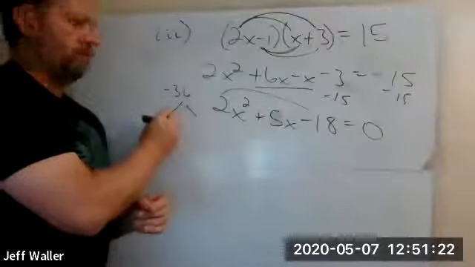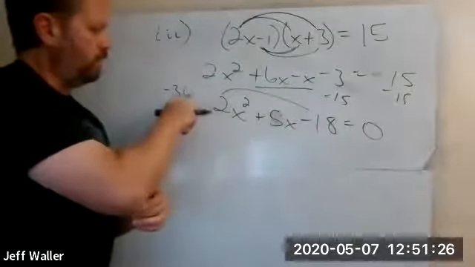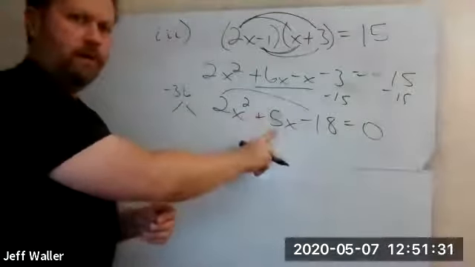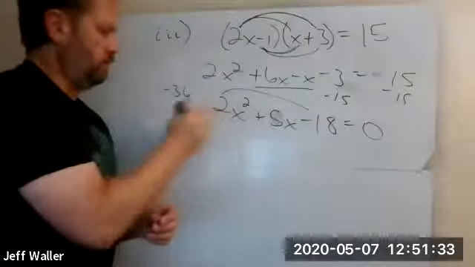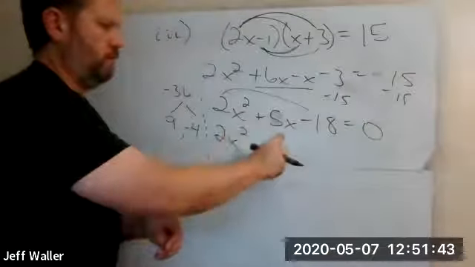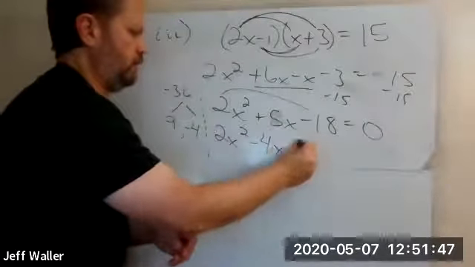Is that cool? 2 times negative 18, negative 36. Factors of negative 36 that add to be 5. 9 and negative 4 plus together equals 5. Good. So then I can rewrite the middle term as, I'm going to put the negative one first, minus 4x plus 9x.